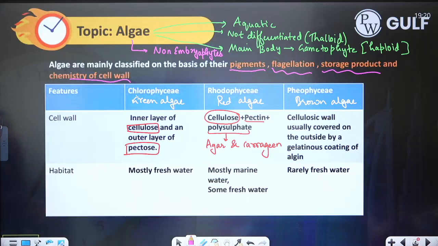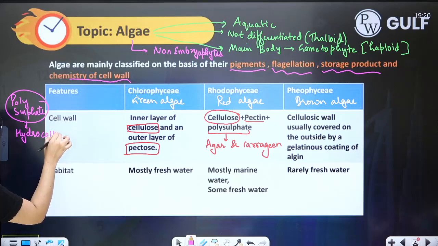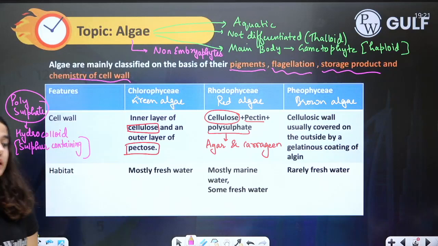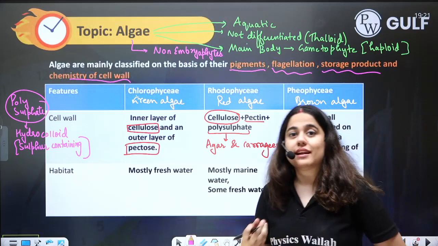And what is polysulfate here, beta? Polysulfate is nothing but a sulfur containing hydrocolloid. Hydrocolloid means which can absorb lots of water, which has a high water absorbing capacity. So they have agar and carrageen. So we can extract agar and carrageen from the cell wall of the cell of red algae.